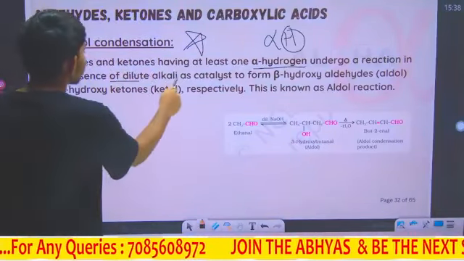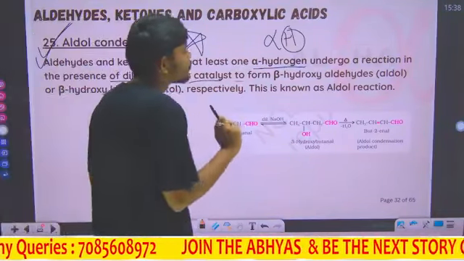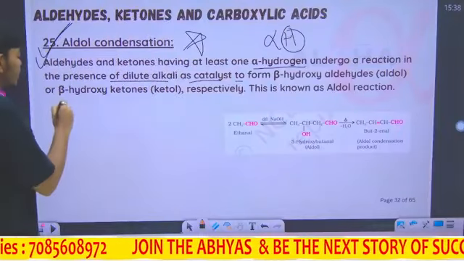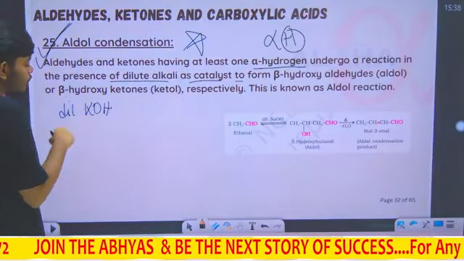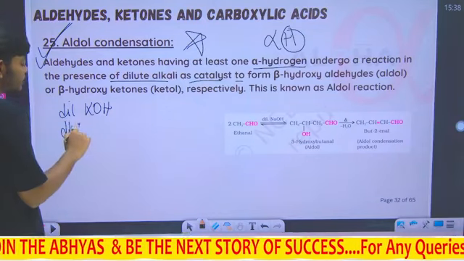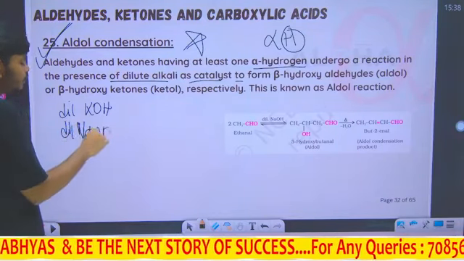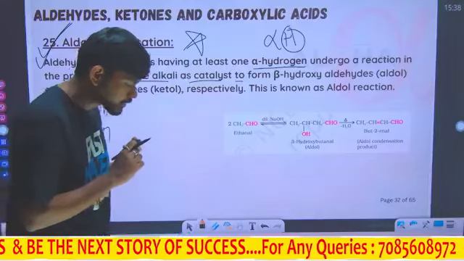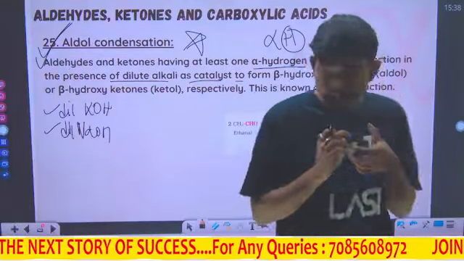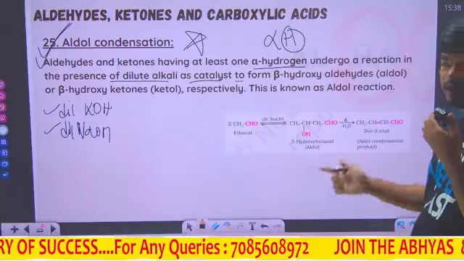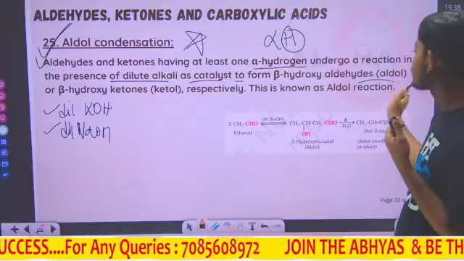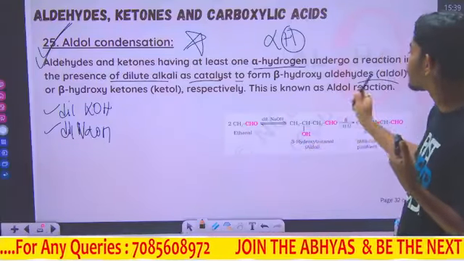They undergo a reaction in the presence of dilute alkali. What is dilute alkali? It can be your dilute KOH. It can be your dilute NaOH. If these two things are written in your reaction, just go for aldol condensation. Aldol condensation is also a two-part reaction. One is aldol formation, another is condensation. So it forms a beta hydroxyaldehyde.